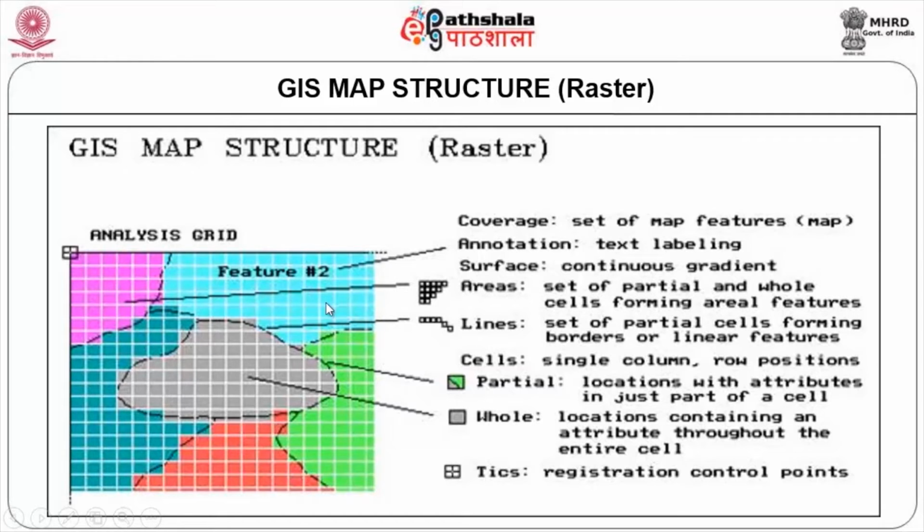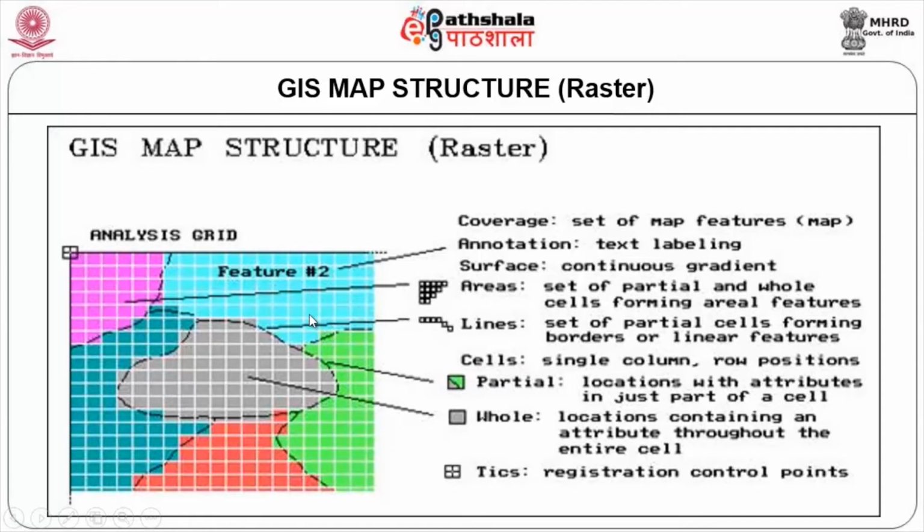So, if it is an area, what does it contain? It contains a set of parallel whole cells forming areal features. This is the one, all parallel to one another. If it is a line, again a set of parallel cells, this one, it just follows. Of course, this is indicating this object here, but still to make it easy, I am just telling you that. A point is obviously no difficulty, it will be one single cell.